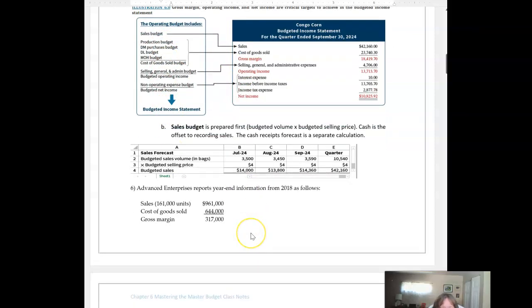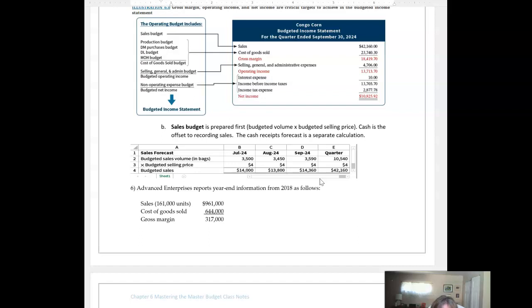So let's do the sales budget first, and it's really straightforward. So it's prepared first, and the sales budget drives everything. Okay, wherever you're going to sell. That's why you want to be friends with everybody in marketing and in sales, even though they're not, quote, like us. It's still a good thing for you to do.